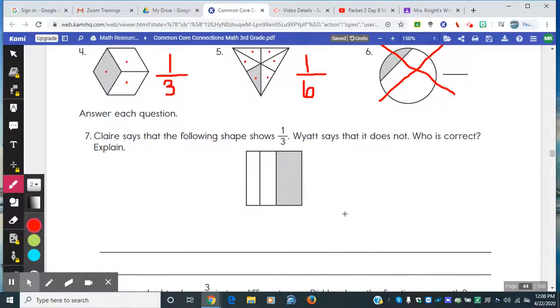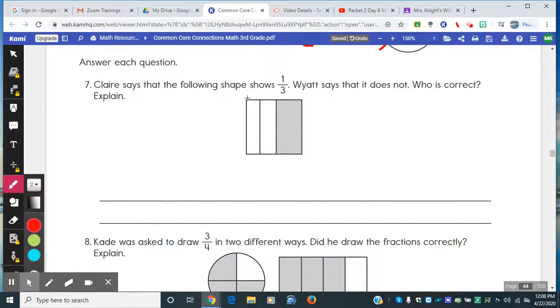Question 7 says, Claire says that the following shape shows 1/3. Wyatt says that it does not. Who is correct? Explain. So our answer is going to be a person's name. I need to know if Claire's right or if Wyatt is right. So let's take a look. Claire says that I've colored in one piece out of 3. And if I look at it, I've got one piece colored in, and there are 3 pieces in all. And so she says that shows 1/3. But Wyatt says that this isn't right. Do you guys see why he says this isn't right? Exactly. The pieces are not equal.